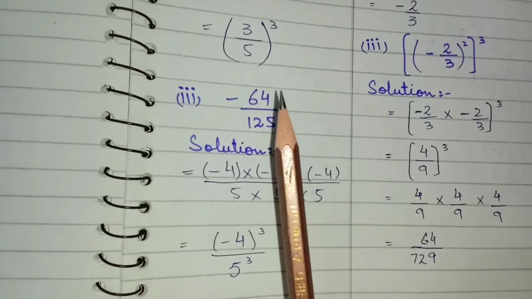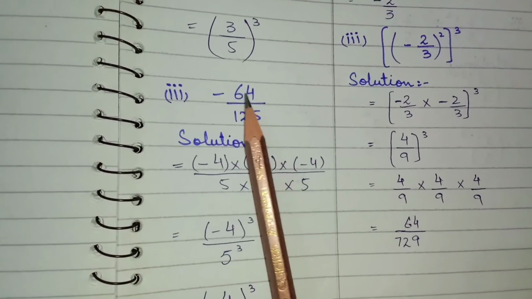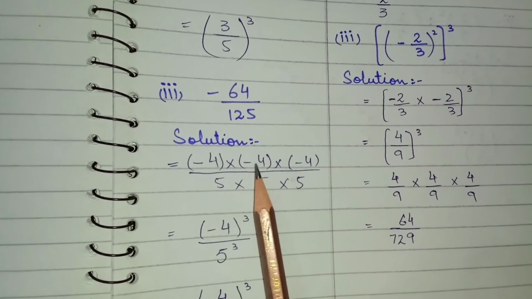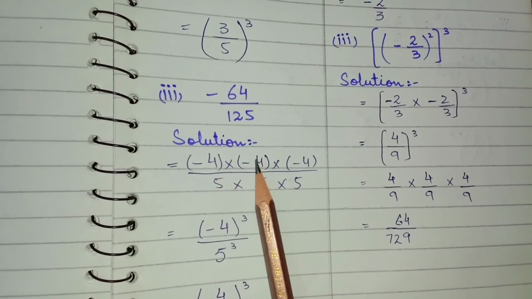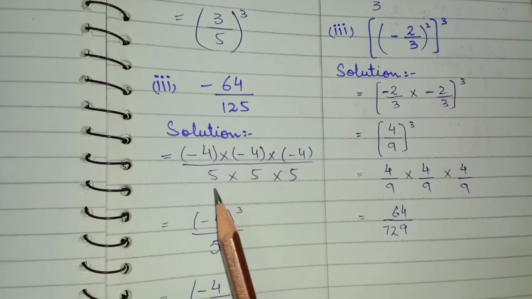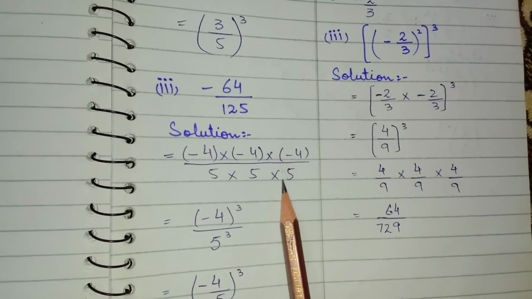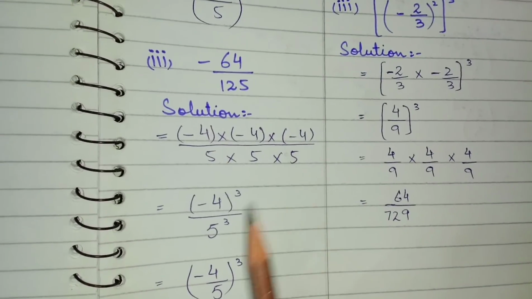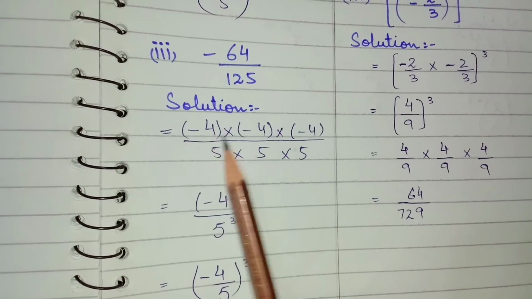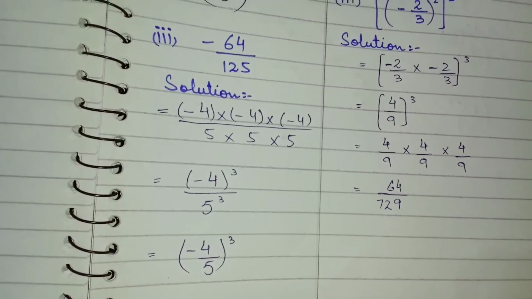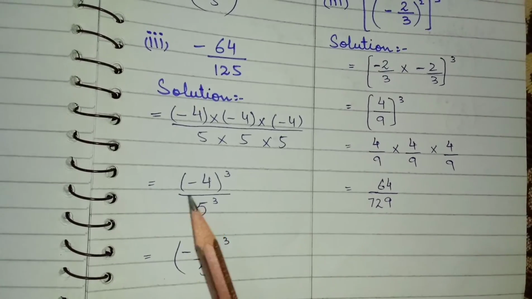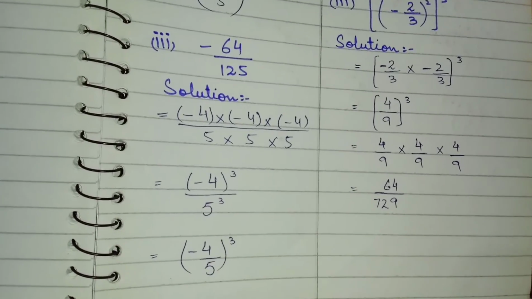The part number 3 is minus 64 over 125. Minus 64 means minus 4 multiplied by minus 4 multiplied by minus 4. Minus minus is plus and plus minus is minus, and 4 4s are 16, 16 4s are 64. And 125 can be written as 5 multiplied by itself 3 times. Now minus 4 power 3 and 5 power 3. So by the fourth law, we can say minus 4 over 5 whole power cube.